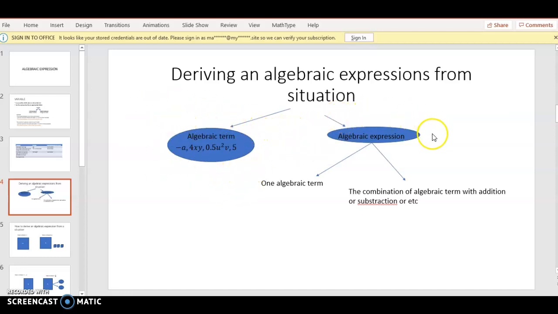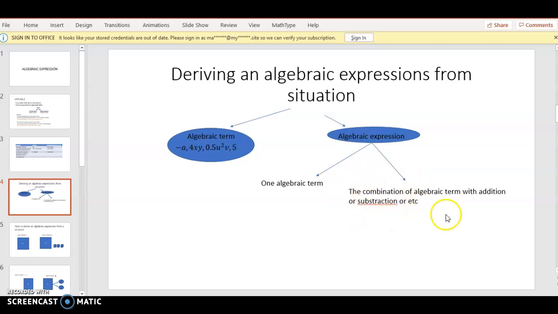What is meant by an algebraic expression? An algebraic expression can be just one algebraic term only. If you have negative a, we can still call it an algebraic expression. If you have the number 5 only, we can also call it an algebraic expression. Or it can be a combination of algebraic terms with addition or subtraction, etc.